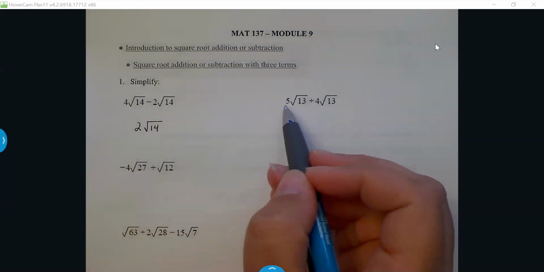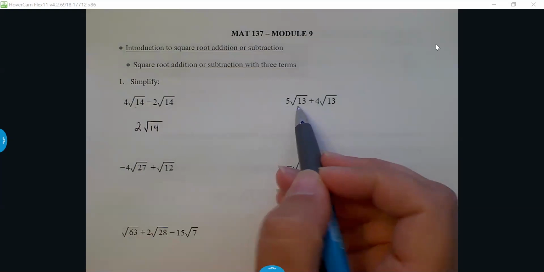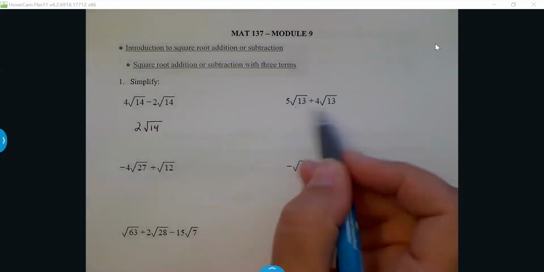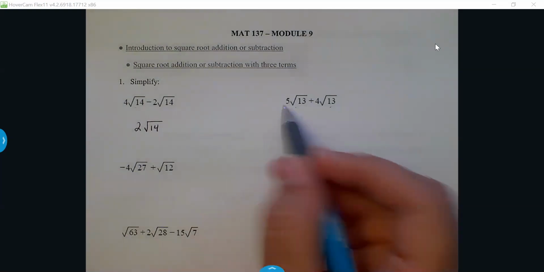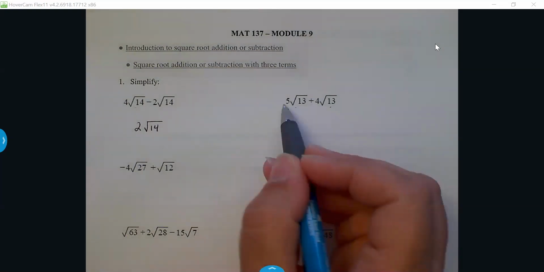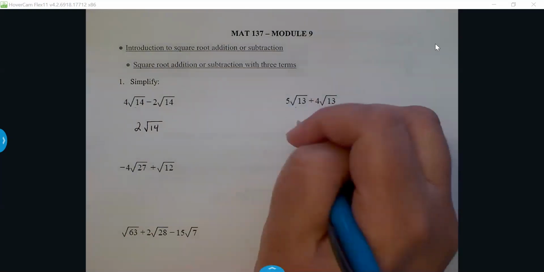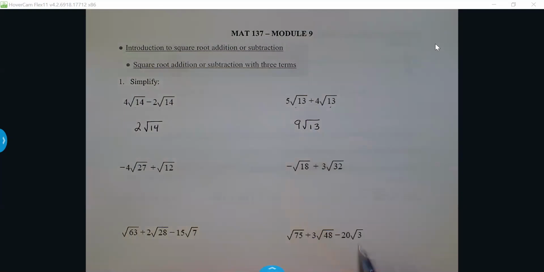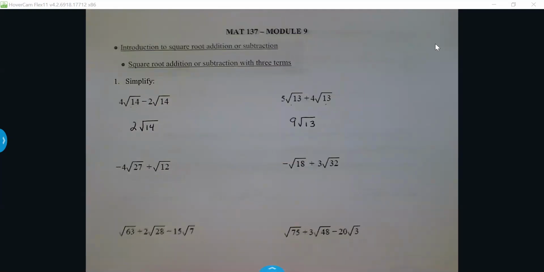Same thing over here. We have 5 times the square root of 13 plus 4 times the square root of 13. Because these are the same, we can just add the coefficients in front of it. So 5 plus 4 is 9. So it would be 9 square root of 13. And 13 is a prime number, so it's not going to break down any further.